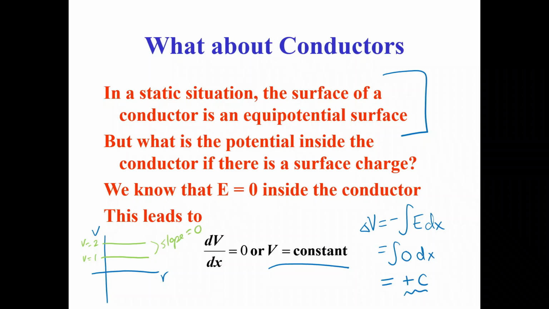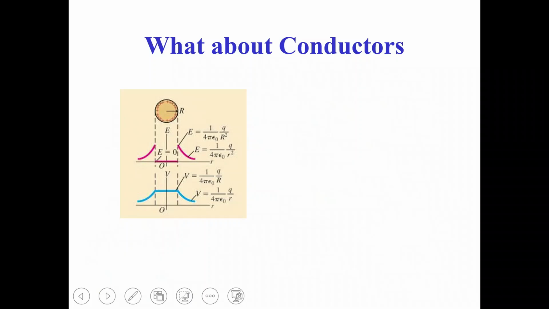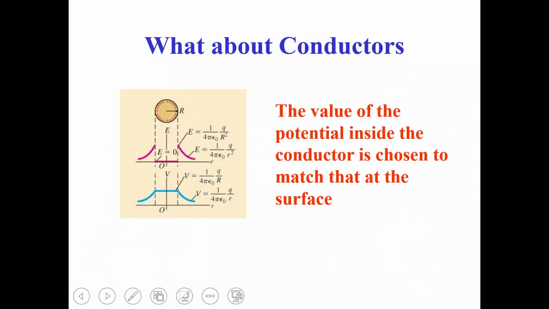Well, we basically said, why not make that potential equal to whatever it is at the surface? Because that is what made sense to them at the time when they made that definition. So you can do that with boundary conditions. So when we take a look, we assume that the value of the potential inside the conductor is going to be chosen to match the surface.